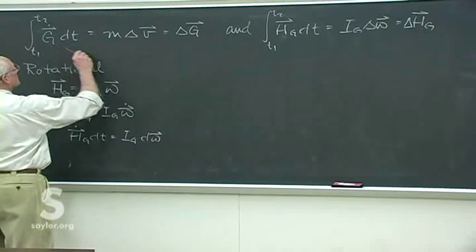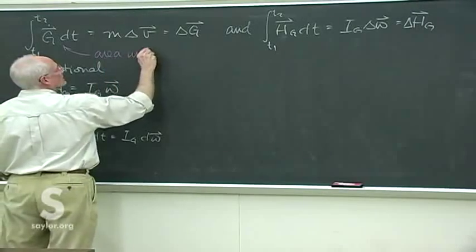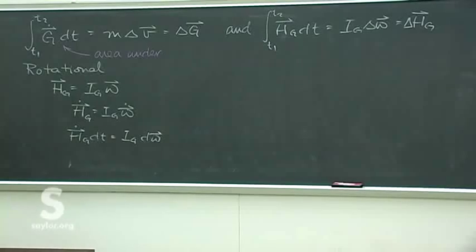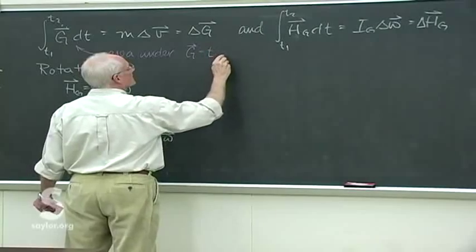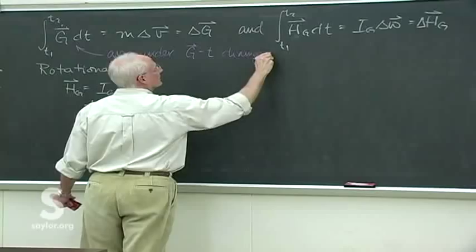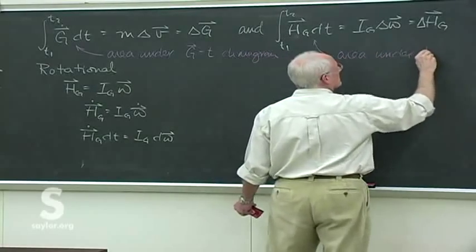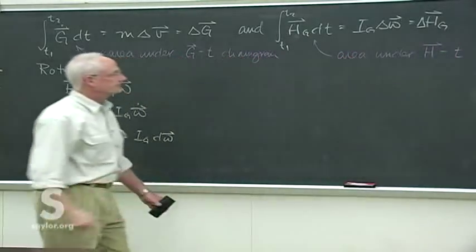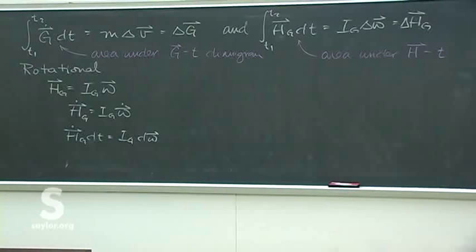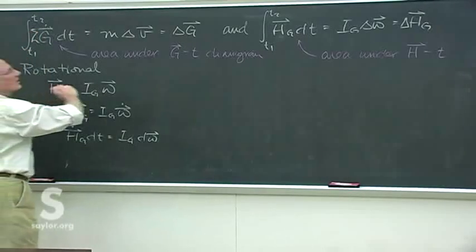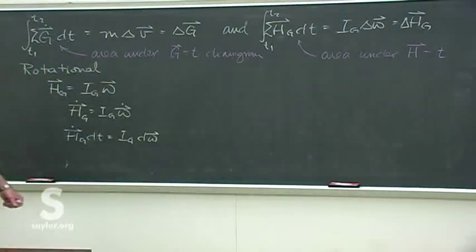Remember that the left-hand side is the area under the time diagrams of either of the momentums. Actually, we wouldn't graph the vector, however, we could graph the two separate directions independently, as we've done so many times before. I guess the only change, just to be a little more complete, is that this is actually the sum of all the forces, and this is the sum of all the moments being applied as well.